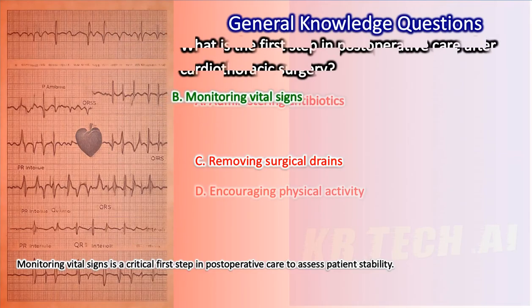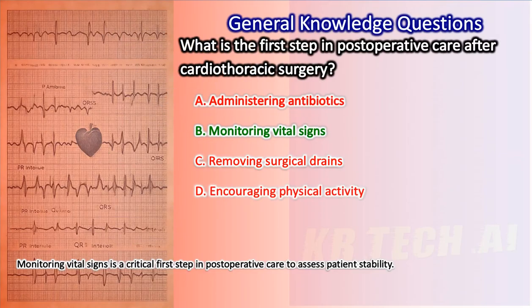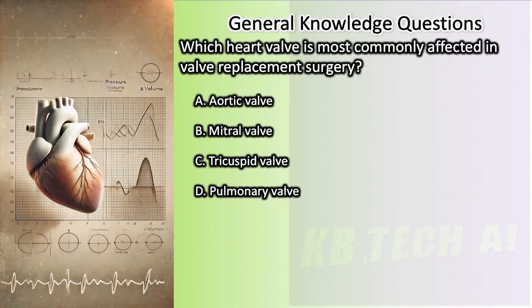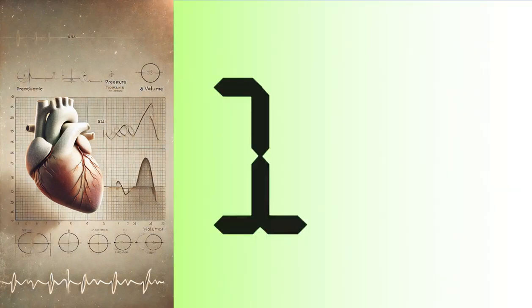The answer is Option 2. Monitoring vital signs. Which heart valve is most commonly affected in valve replacement surgery? Option 1. Aortic valve. Option 2. Mitral valve. Option 3. Tricuspid valve. Option 4. Pulmonary valve.